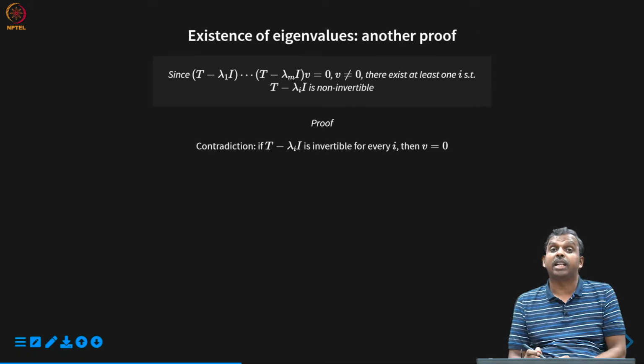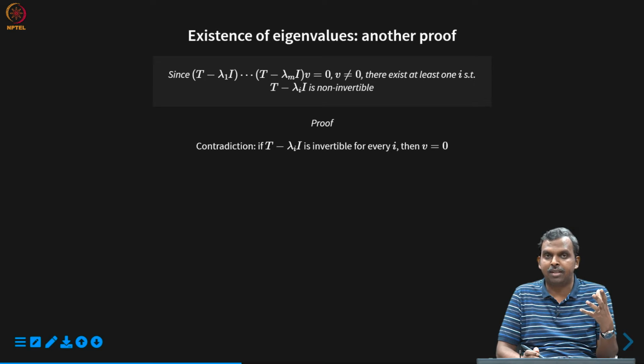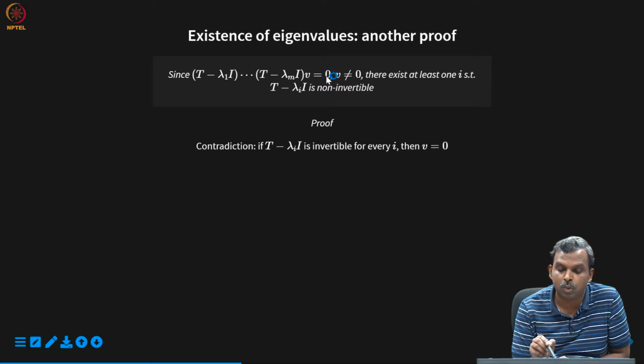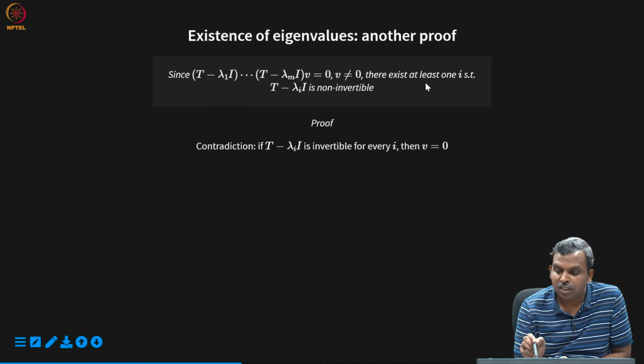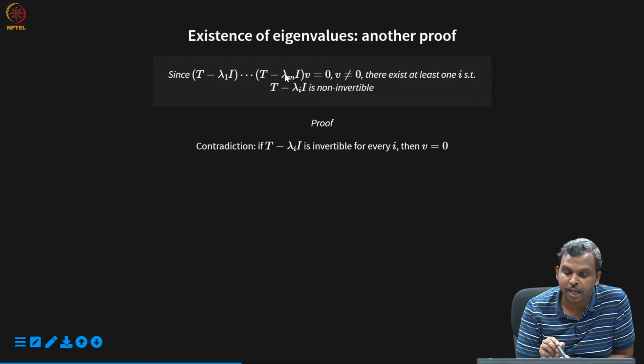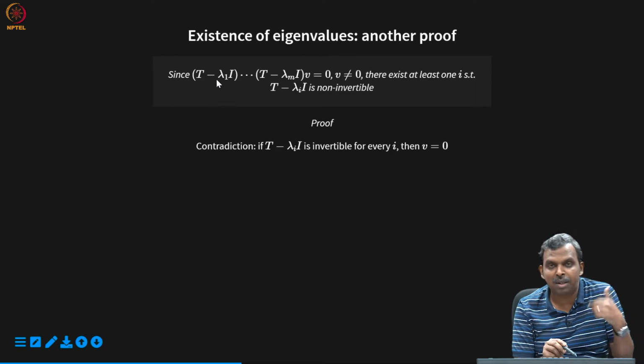Okay, so now notice what should happen. You can give a proof for existence of eigenvalues without using determinants or anything like that. So far I've only used linear dependence and linear independence, nothing else, right? So notice why that is true. Since this product t minus lambda 1 I, and so on till t minus lambda m I, times v equals 0 and v is not 0, there has to be at least one i for which t minus lambda i I is non-invertible. Notice this product has m such terms t minus lambda i I. Out of these m terms, at least one needs to be non-invertible. Why? It's easy to see why, right? If all of them were to be invertible, you can simply invert them one after the other, right?